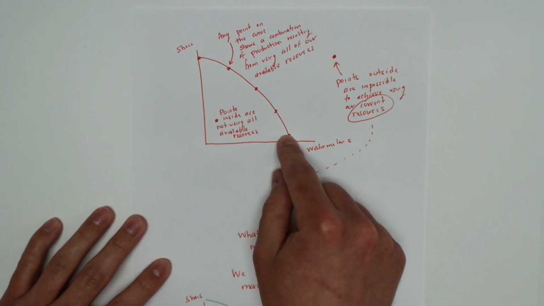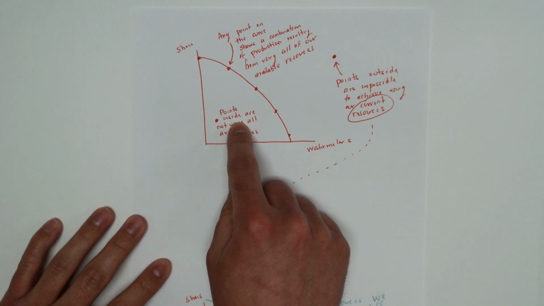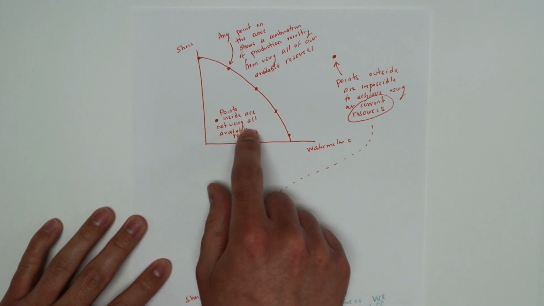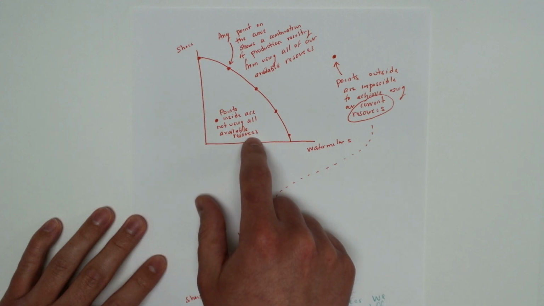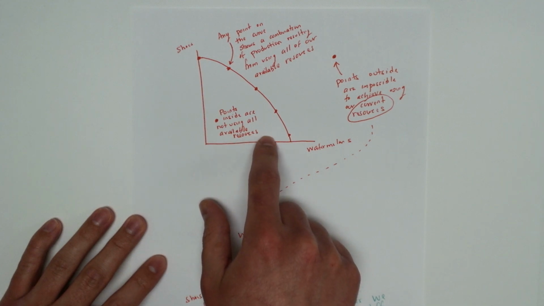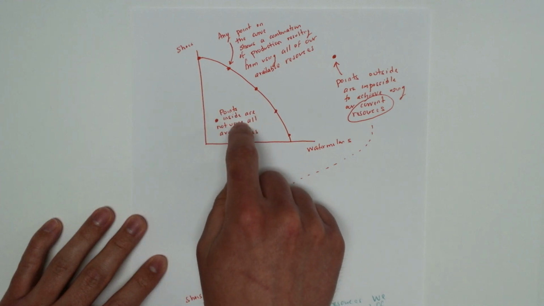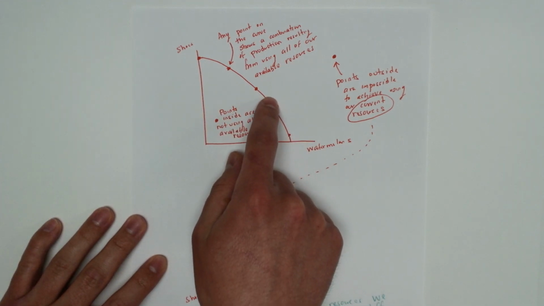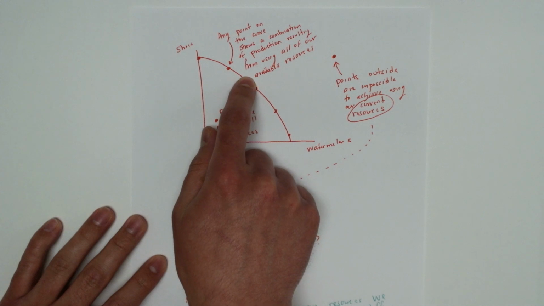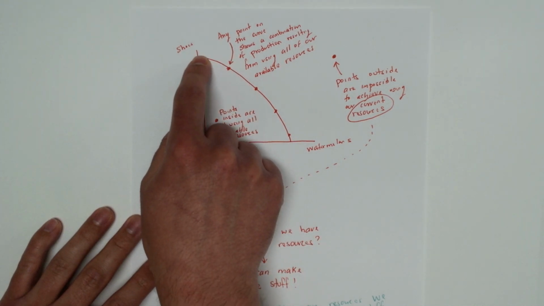Another thing this means is that any point inside of it is possible, but we are doing less than our maximum. So we're not using all our resources to the best of our abilities. This is called being inefficient or underutilizing our resources if we're producing less than what we should be. So we want to produce using our resources to their maximum possible efficiency at any point here on the curve.